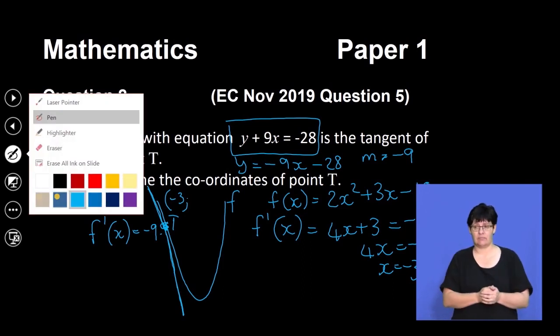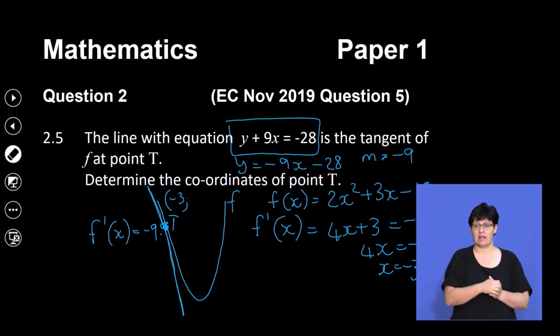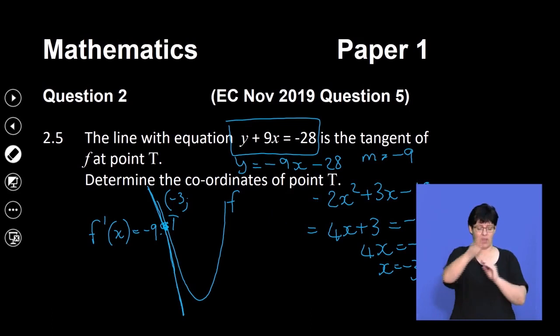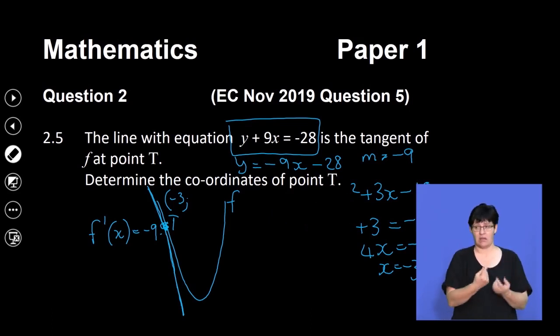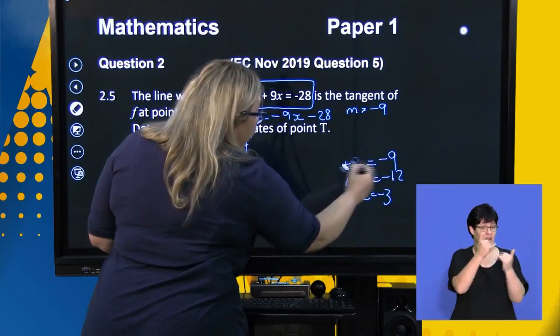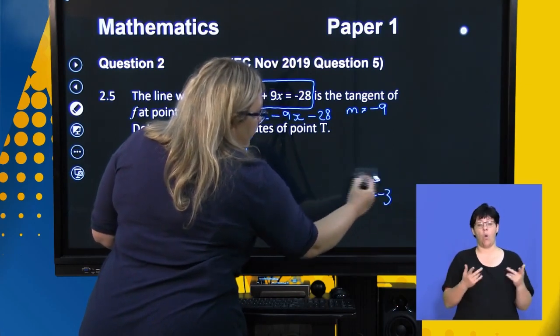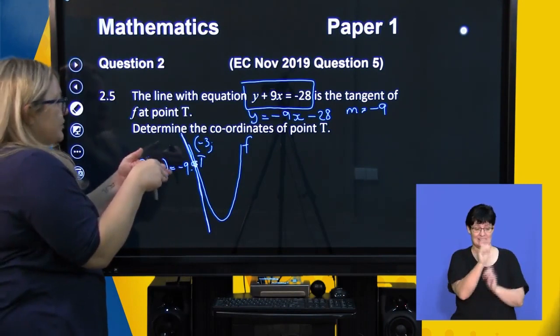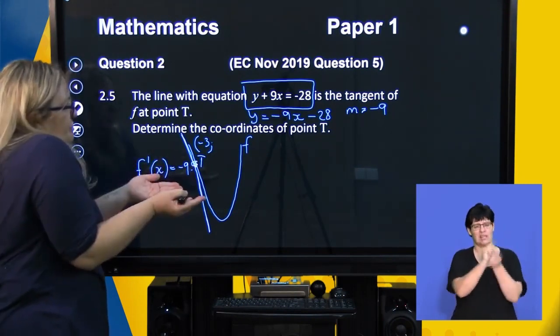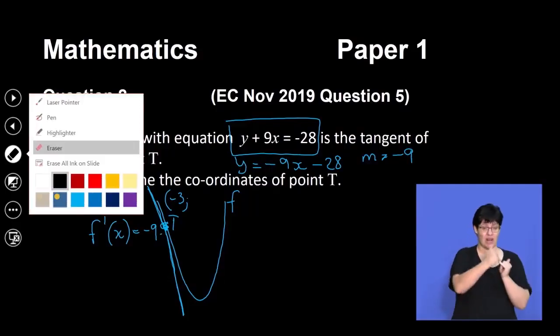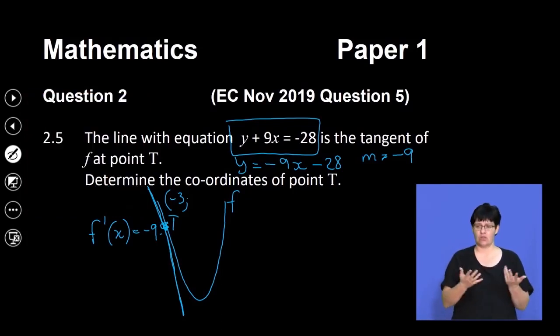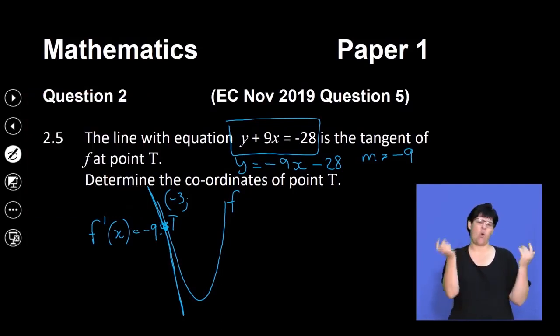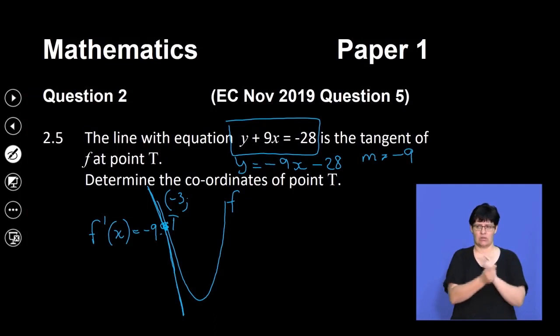Okay, so to get the y-coordinate, we're going to substitute that negative 3. And we can either substitute it into the equation of the straight line or the equation of the parabola, because obviously that's where they both touch and intersect at point t. So we could substitute it into either the straight line or the parabola. I'm going to choose the straight line because it's a bit of an easier equation to substitute into.